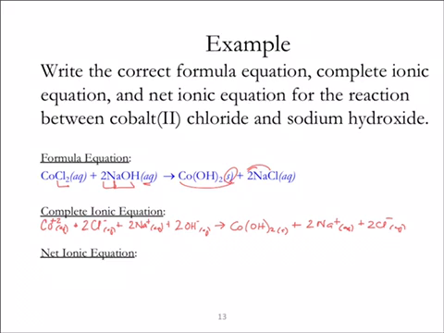Now, for the net ionic equation, I just have to cross out everything that appears exactly identical on both sides. So the 2 chlorides are aqueous on both sides. The 2 sodiums are aqueous on both sides. So the cobalt, the hydroxide, and then the cobalt-2 hydroxide will be part of the net ionic equation. So cobalt-2 ions plus 2 hydroxide ions will produce the cobalt-2 hydroxide precipitate. So that is my net ionic equation. My spectator ions are omitted. I'm just writing down what actually participated in the process.